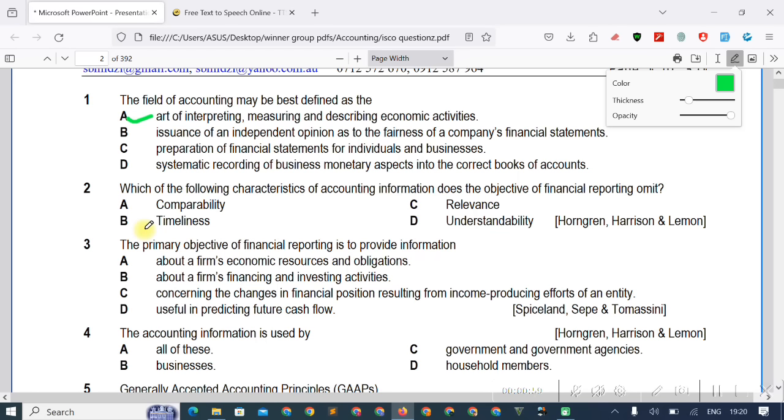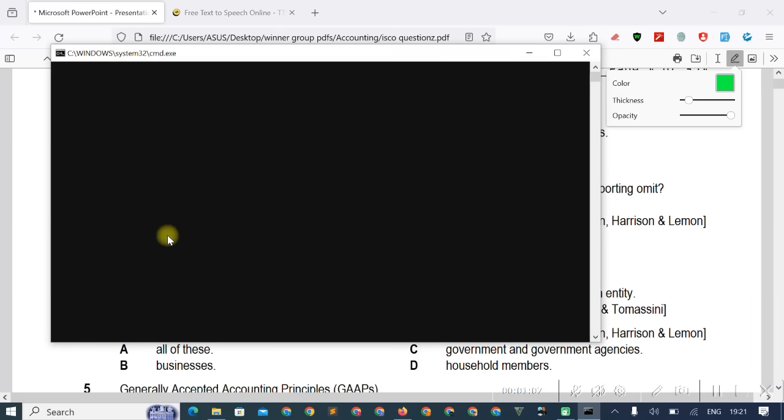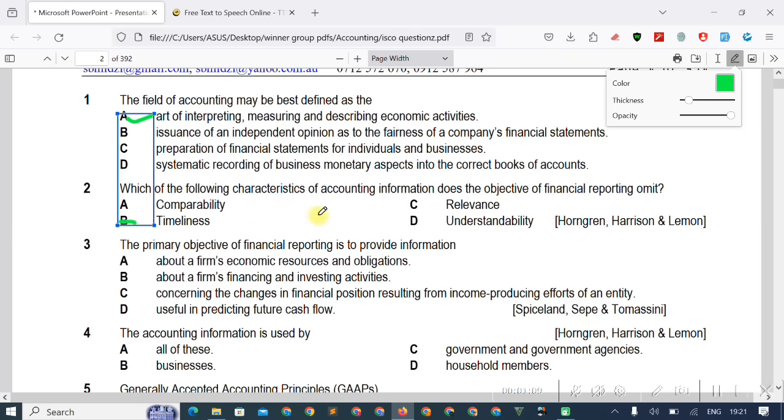timeliness. 3. The primary objective of financial reporting is to provide information. A. about a firm's economic resources and obligations. B. about a firm's financing and investing activities. C. concerning the changes in financial position resulting from income-producing efforts of an entity. D. useful in predicting future cash flow. The answer is D. useful in predicting future cash flow.